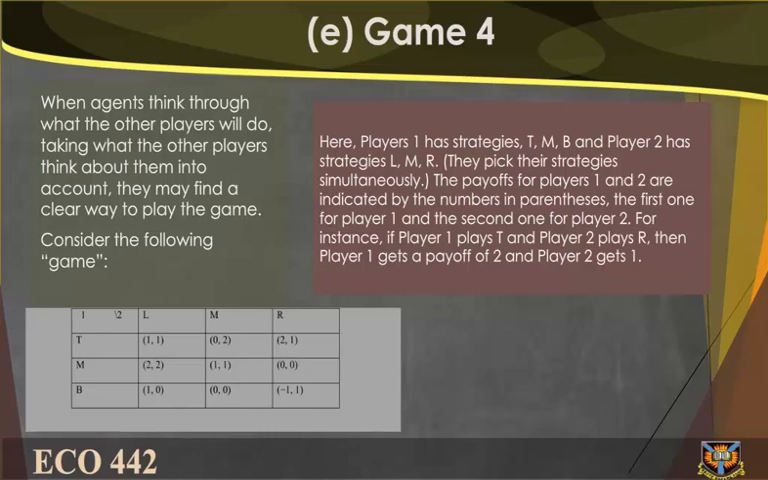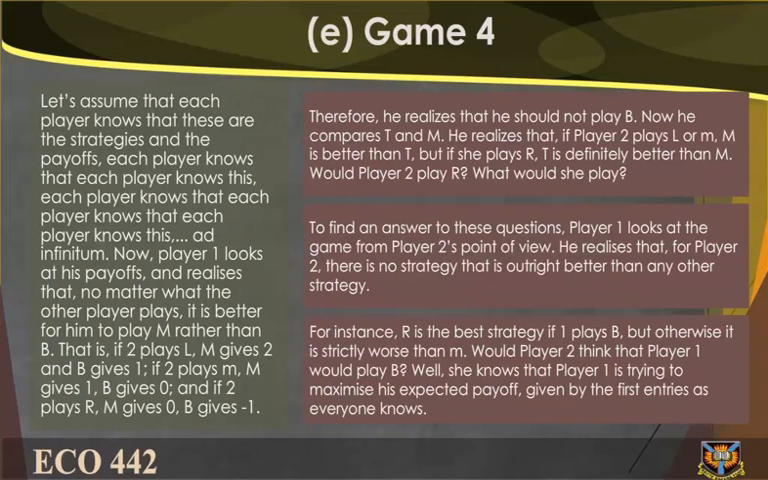For instance, if player 1 plays T and player 2 plays R, then player 1 gets a payoff of 2 and player 2 gets 1. Let's assume that each player knows that these are the strategies and the payoffs. Each player knows that each player knows this. Each player knows that each player knows that each player knows this. Ad infinitum.